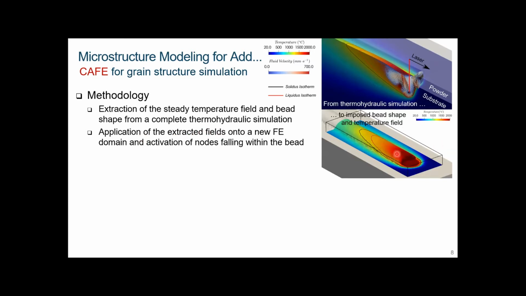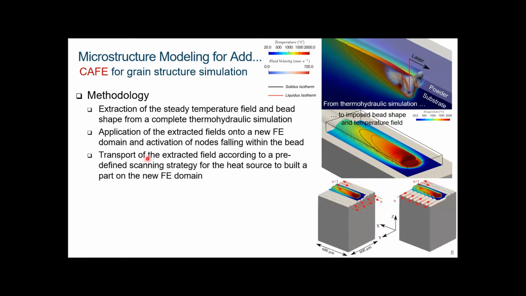mesh, so that we know the temperature field and bead shape without solving any equation, without using the finite element. We just use the finite element mesh to impose a temperature field and a bead shape. Then we can transport these fields according to a predefined scanning strategy for the bead source.